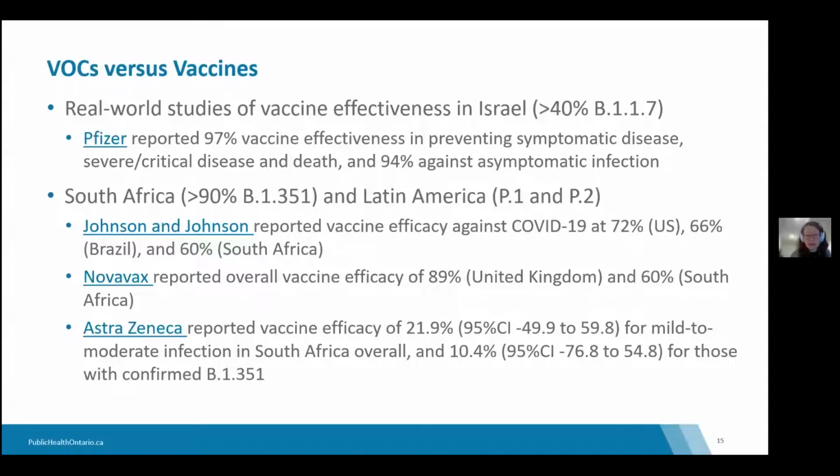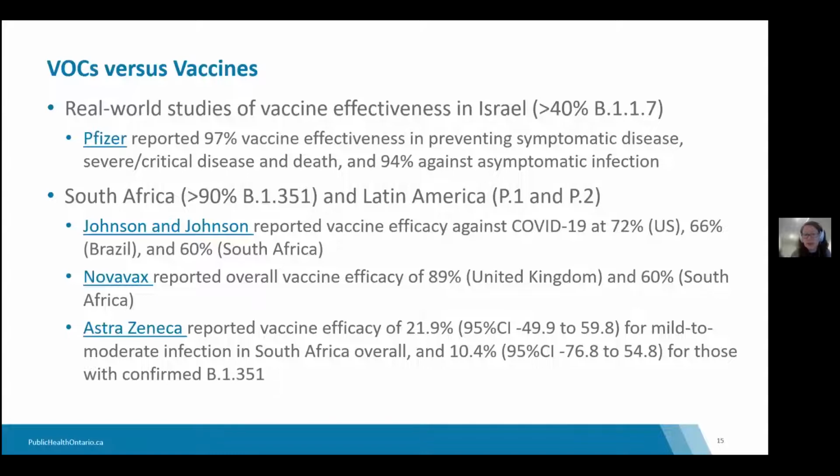On the converse side, in places like South Africa, where the vast majority of the variants circulating is the B1351, and then Latin America, where the majority of what they're seeing is the P1 and P2, there is lower efficacy from some of the vaccines. So Johnson & Johnson did trials for their vaccine efficacy in the US, where it was mainly either the wild type or some B117, and they got a 72% vaccine efficacy. But when they did that same trial in Brazil, it was reduced to 66%, and 60% in South Africa.